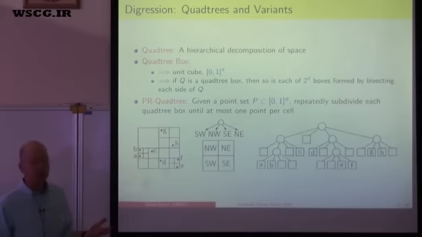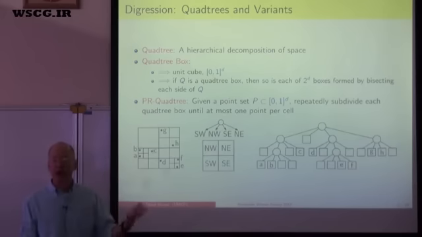Quadtree, because of course there are 4 children. In 3 dimensions, you have an octree. In higher dimensions, I don't know what the name is for a 7-dimensional tree with 2 to the 7 children. So we just call them quadtrees in all dimensions, I guess, for ease.